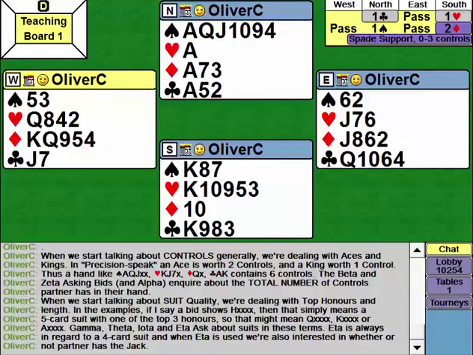There are some asking bids where we're even including singleton, doubleton, and three card suits in that kind of equation. If it shows high, high, X, then we're talking about a three card suit with two top honours. If we're talking about high, high, then we're talking about a doubleton with two top honours, like King Queen, Ace King, Ace Queen.